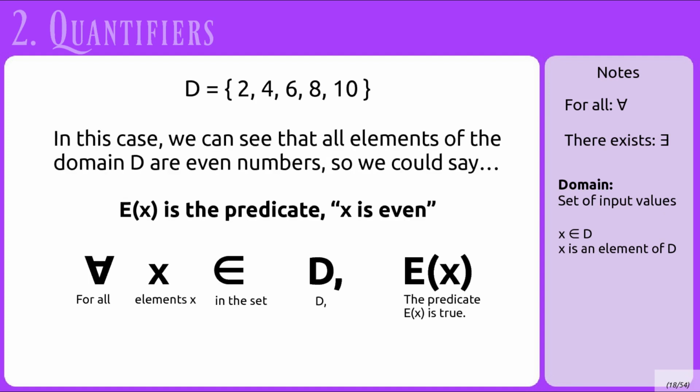In this case, we can see that all elements of the domain D are even numbers, so we could say E of X is the predicate X is even, and then we can write out symbolically, for all elements X in the set D, E of X, or our predicate X is even, is true.